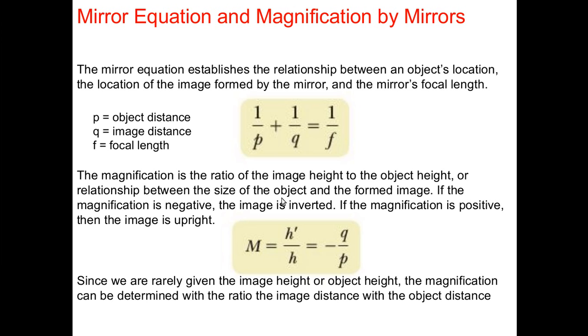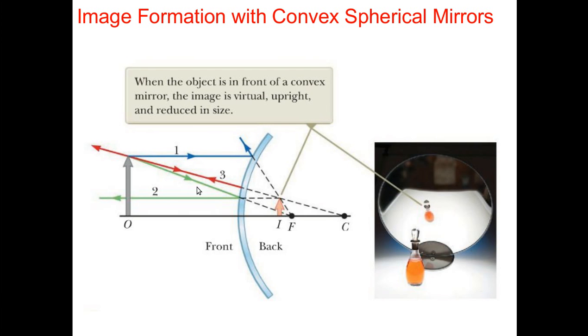And that happens regardless of the object's position with respect to the focal point. So the object can be anywhere. That's good. We only have to deal with one case for convex spherical mirrors. We had two cases for a concave, but now we only have one case for a convex spherical mirror. So it doesn't matter where our object is. This is what our ray diagram is always going to look like. We're always going to get a virtual image. It's going to be right side up, and it's going to be smaller.